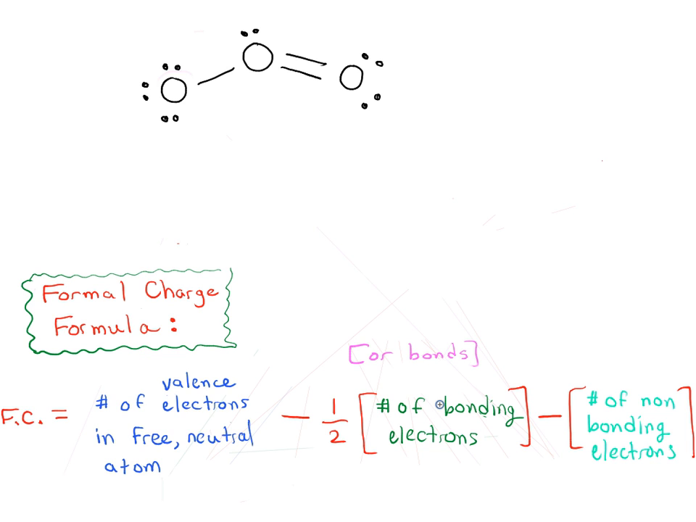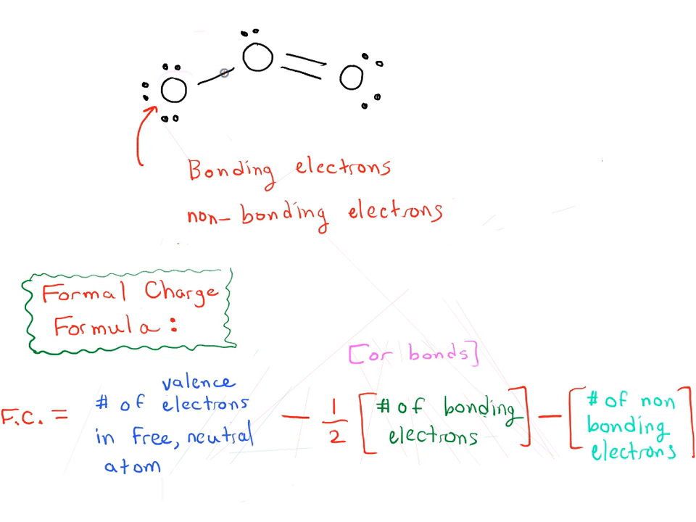All right, so hopefully you've worked on it by yourself, and now we'll go through each of the charges on this molecule. So let's start by looking at this oxygen on the far left, and as always, we're going to ask two questions. We need to know the number of bonding electrons and the number of non-bonding electrons.